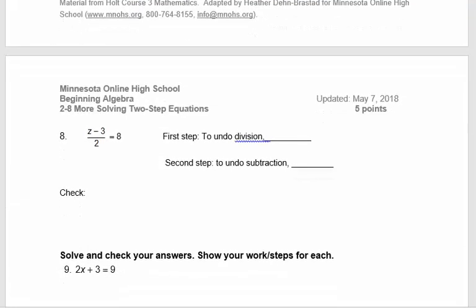Now in number 8, our first step is to undo the division. The way we undo division is to multiply. So the first thing you should do to both sides of the equation is multiply by 2. When you multiply both sides by 2, it cancels the 2 on the left side, and you'll just have z minus 3. On the right side, you still have to multiply and get 16. Then your last step is to add 3 to both sides to undo the minus 3.